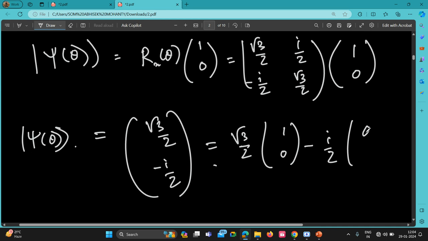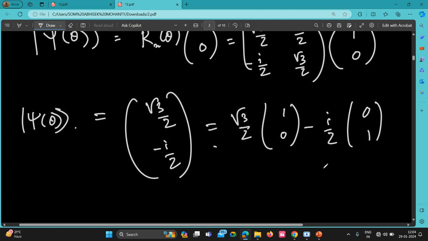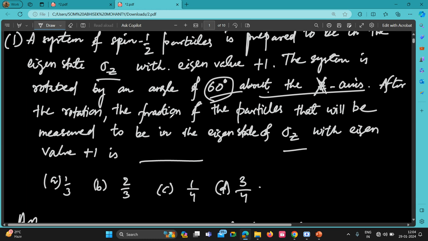I can write like this. So see, if sigma z is measured on psi, the measurement of the probability of getting plus 1 eigenvalue, this is for plus 1, this is for minus 1, isn't it? So what is the probability? The fraction means probability. The fraction of particles that will be measured in the eigenstate of sigma z with eigenvalue plus 1.